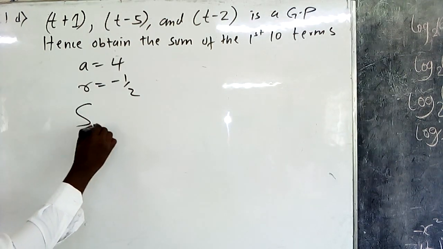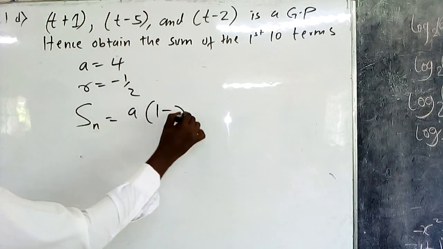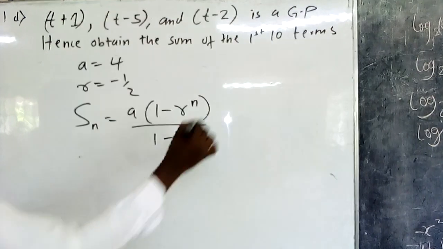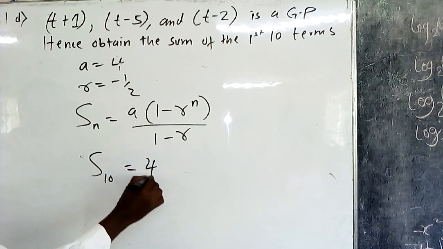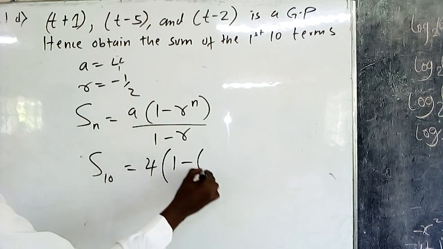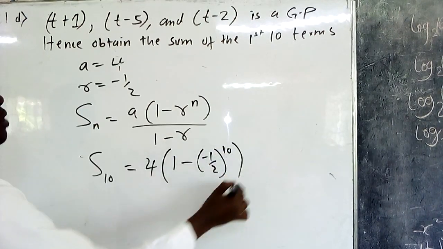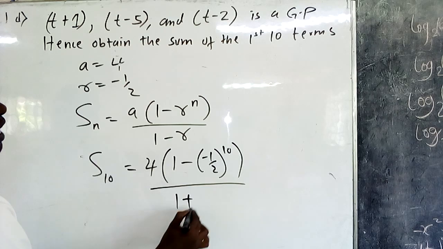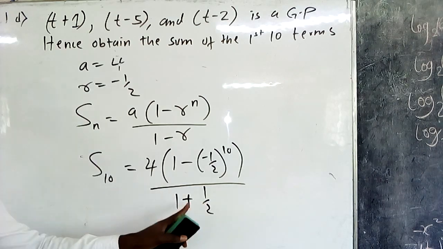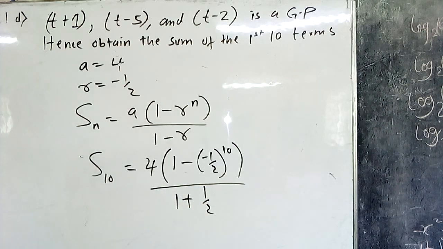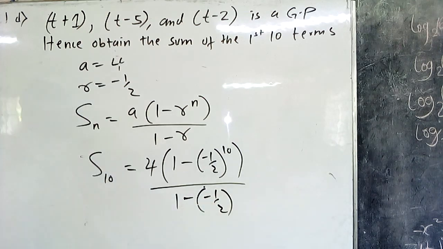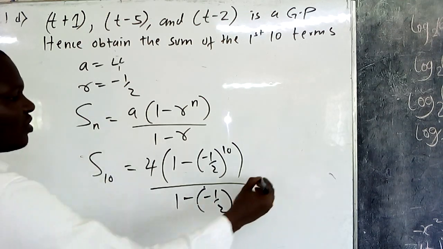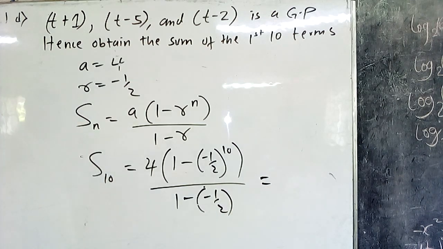So the sum of n terms is A into 1 minus R raised to power n over 1 minus R, isn't it? So S10, when n is 10, what is your A? 4 into 1 minus negative a half raised to power 10 over 1 minus negative a half. 1 minus negative a half changes the sign to plus, isn't it? Yes, this is supposed to be 1 minus negative a half, which is 1 plus a half. What do you get with the sum of the first 10 terms?